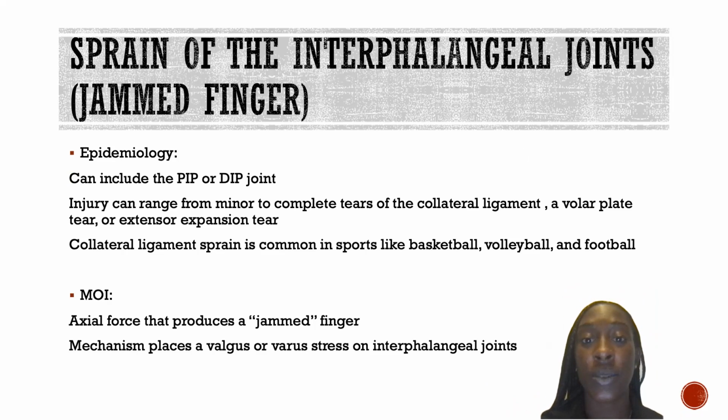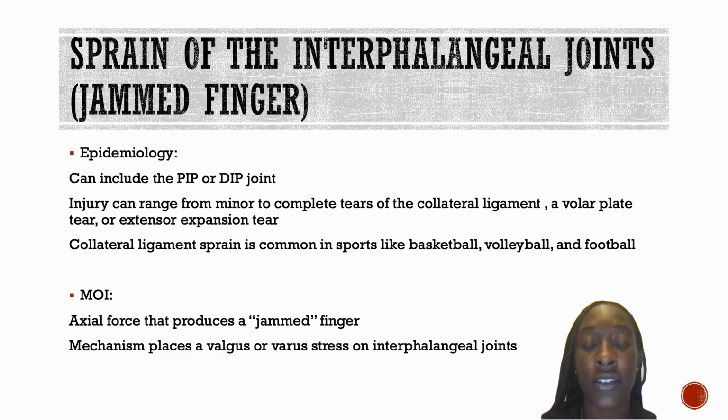I also did a sprain of the interphalangeal joint. So a lot of times athletes come in and their fingers hurt, whether it's football or basketball, they've jammed their finger. So it can include the PIP or the DIP joint. And the injury can range from a minor sprain to complete tears of those collateral ligaments, a volar plate tear, or an extension expansion tear.